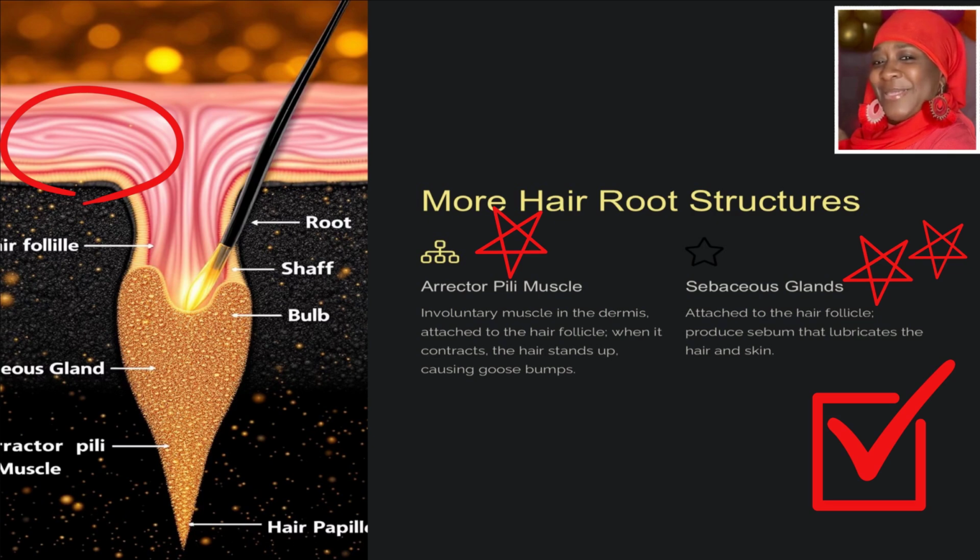Erector pili muscle, an involuntary muscle in the dermis, attached to the hair follicle. When it contracts, the hair stands up, causing goosebumps. Sebaceous glands, attached to the hair follicle, produce a substance called sebum that lubricates the hair and skin. 3. Which parts of the hair are living? Answer. The hair's living portion consists of the hair follicle, hair bulb, and dermal papilla.